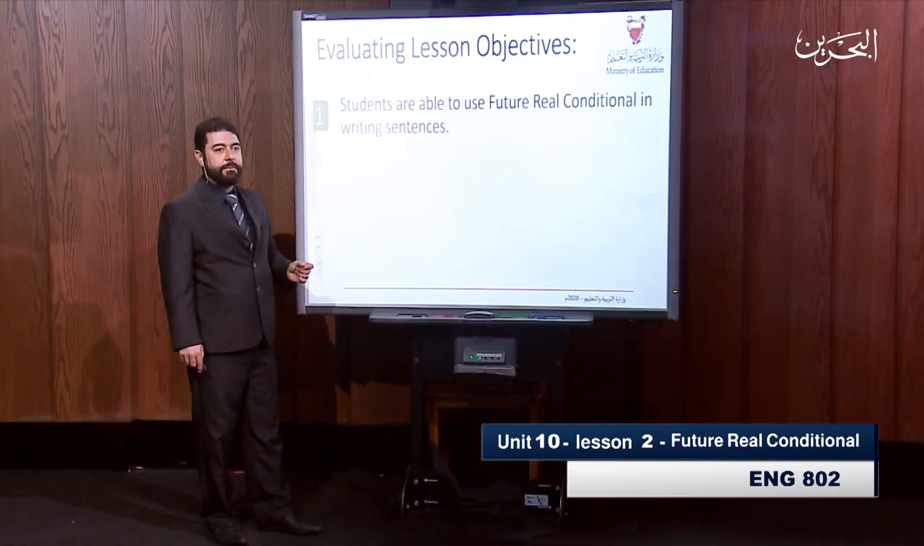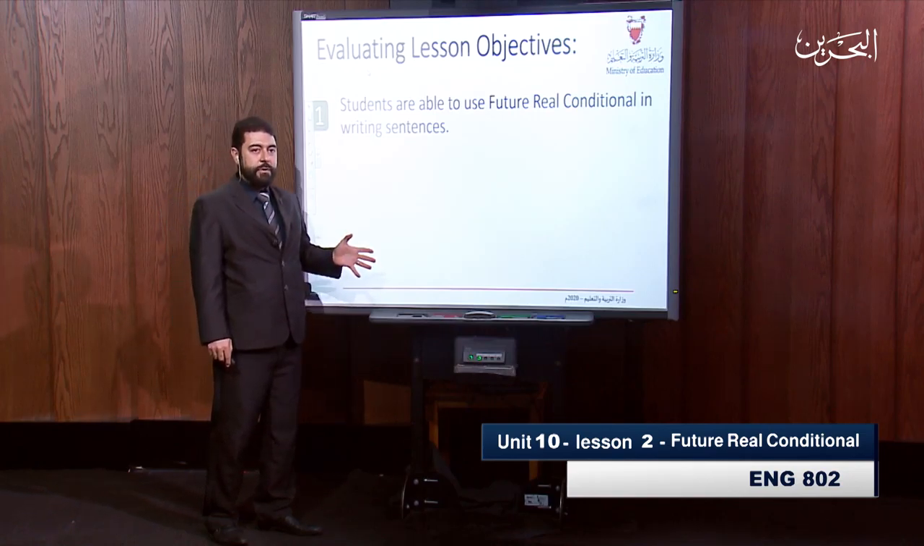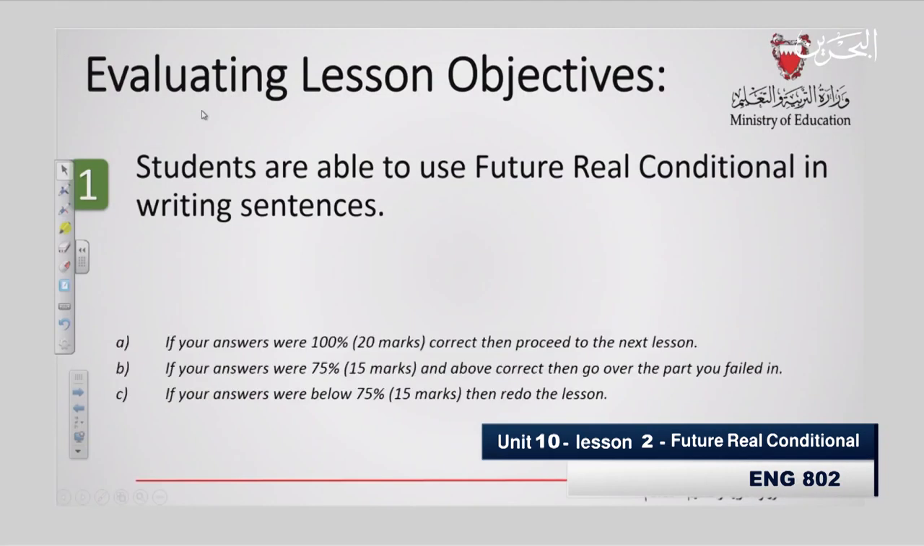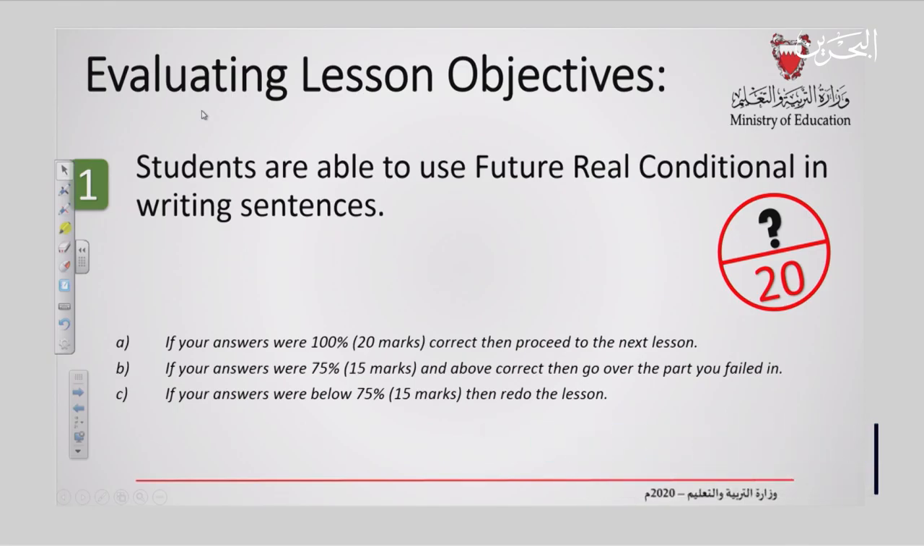Evaluating lesson objectives. You are able to use the future real conditional in writing sentences. And you have a grade of 20. Now, calculate that mark. If you have 100%, that means 20 marks correct, proceed to the next lesson. If you have about 75%, that means 15 marks and above, go over the lesson, to the part you failed in, and redo that. If you have a percentage of 75% or lower, that means below 15 marks, then redo the lesson all over again.